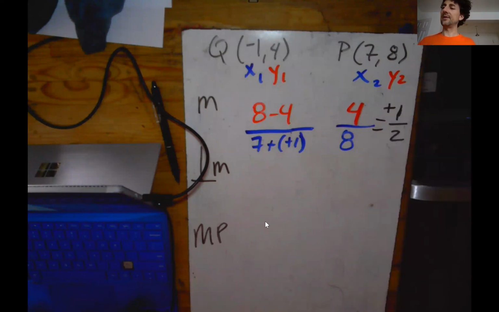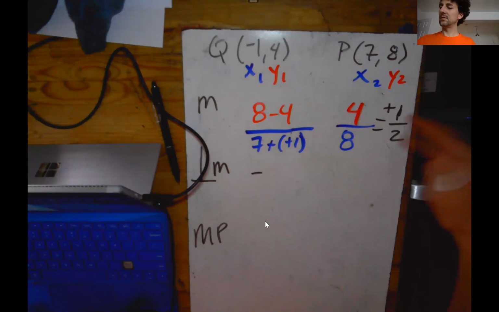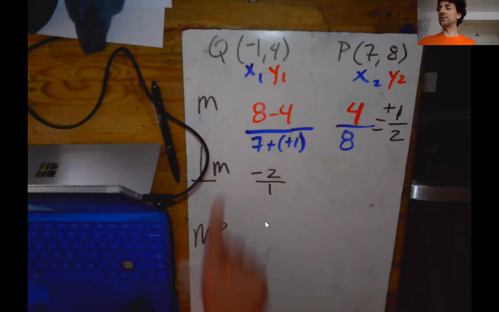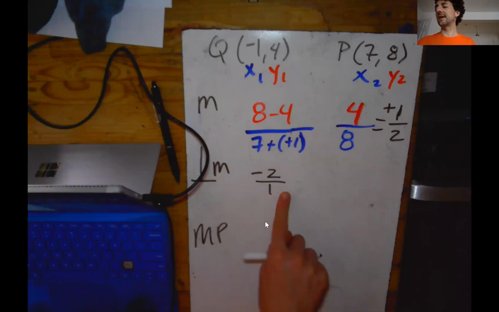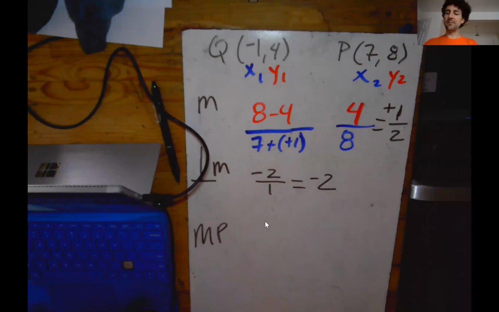So now from here, let's change the sign and flip the fraction. So our perpendicular slope that we will use is -2 over 1, or we could also think of that as just -2. Now let's find the midpoint of our line segment.